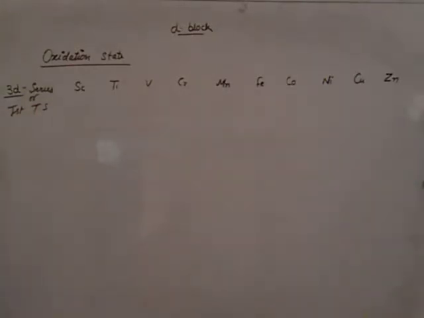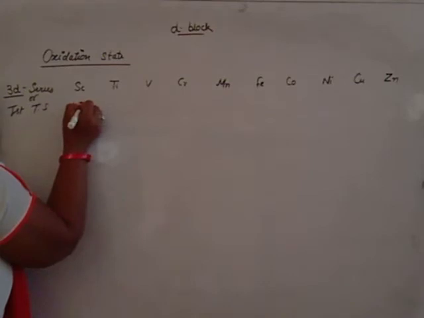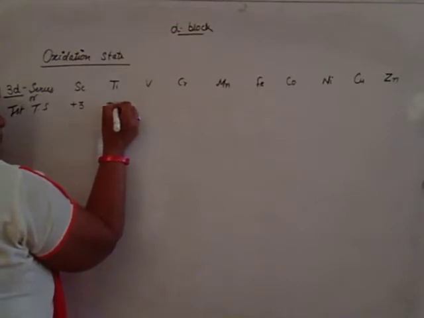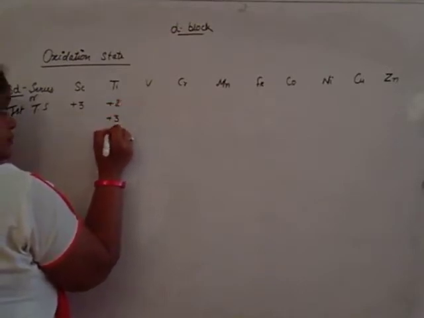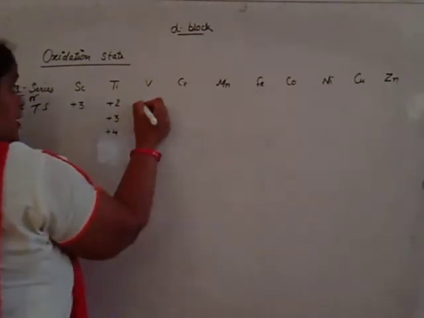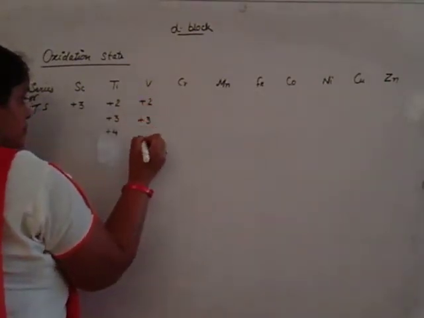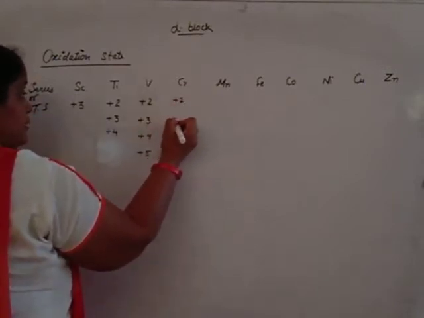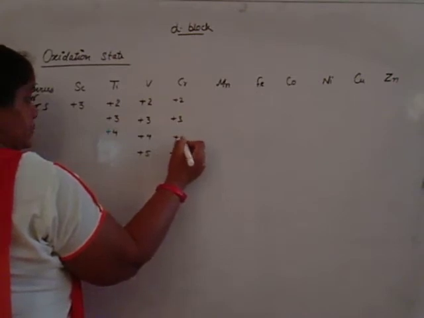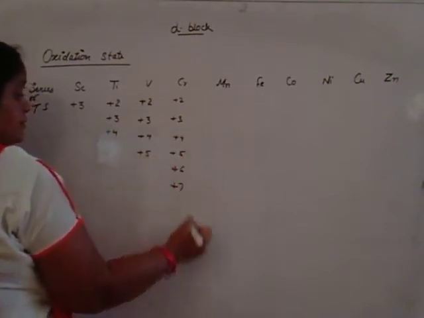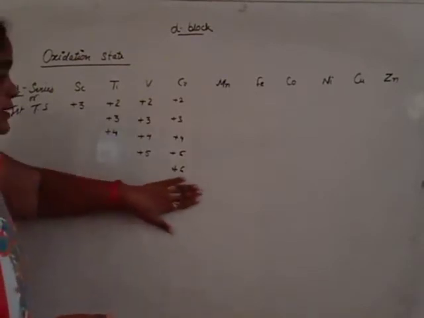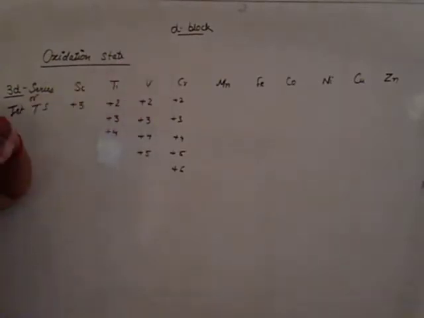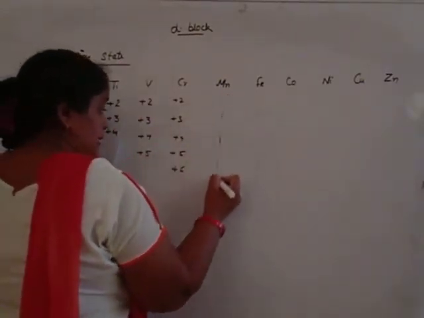In the first transition series, the first member has only one oxidation state. Then the oxidation states start to increase, and then increase further. Chromium shows +2, +3, +4, +5, +6 and +7. Actually +6, not +7. The stable ones are +6, +4, +2. Then manganese goes up to +7.